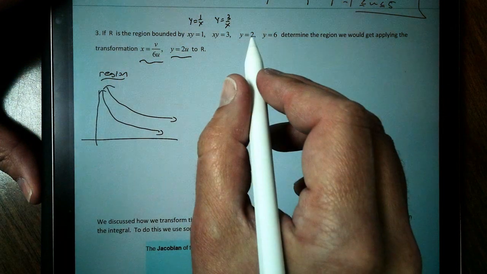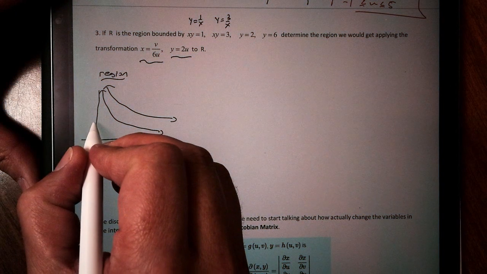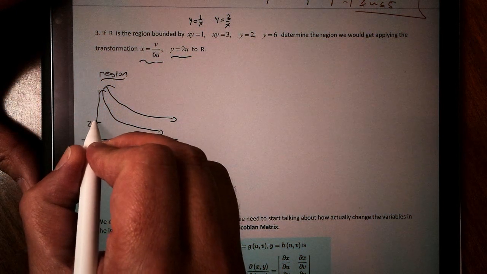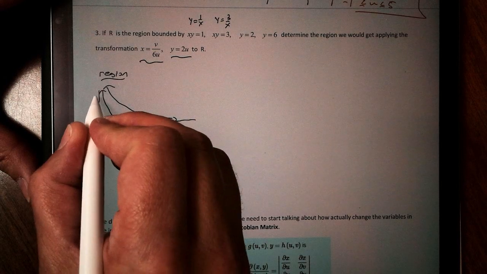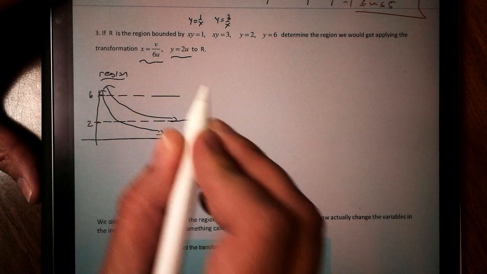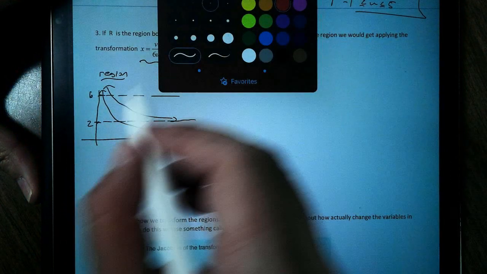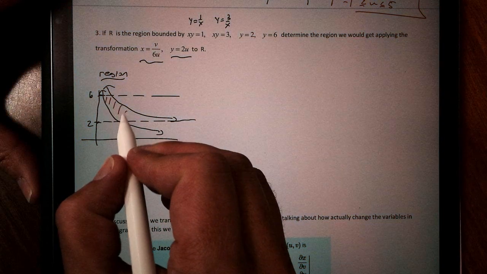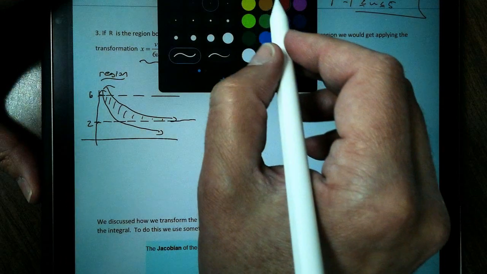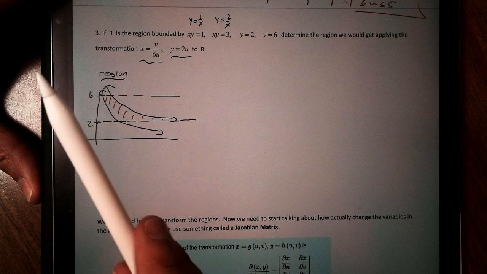And then we have to look at the lines y equals 2 and y equals 6. I'm not going to draw this to scale here. There's y equals 2, and here's y equals 6. And when we look at the region that we are trying to find the area of, right away we should notice that this is going to be pretty nasty to do.